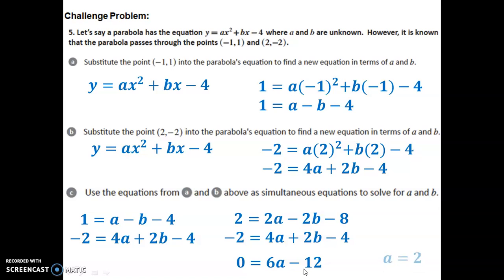That allows us to solve for a, which then allows us to solve for b, because we can substitute that back in and get b. So we have found a and b. Now we know the equation of this parabola, because we know what the a and b values are, and we have the whole equation. So this was actually an easier example of this.